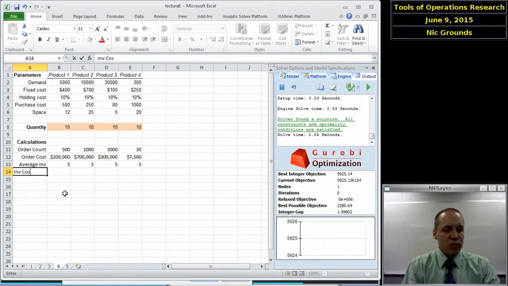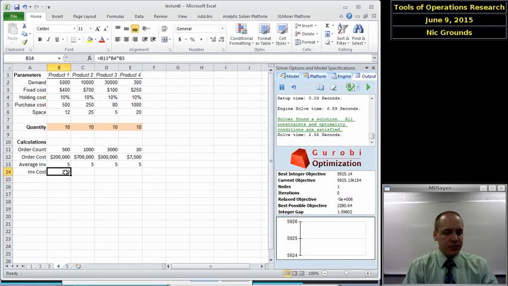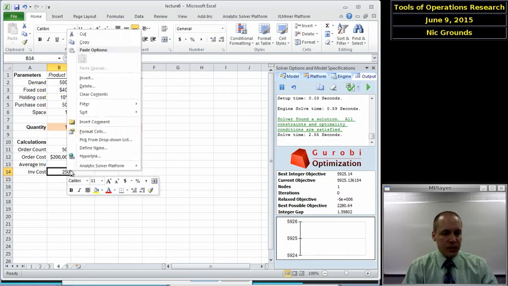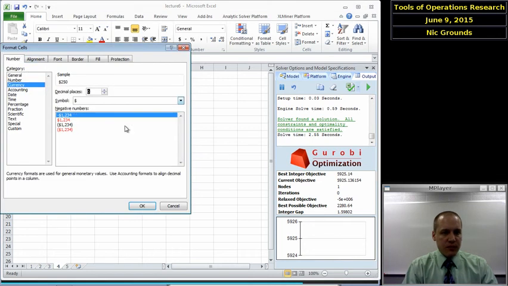So now we can compute the inventory cost, which is our average inventory times the holding cost. The holding cost here is a percentage that we want to multiply by the purchase cost. Those two values multiplied by each other is the actual dollar amount of how much it costs us to hold each unit of the product in stock. Okay, so let's make that currency.